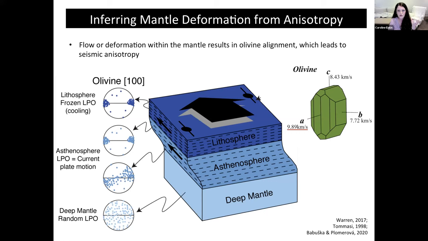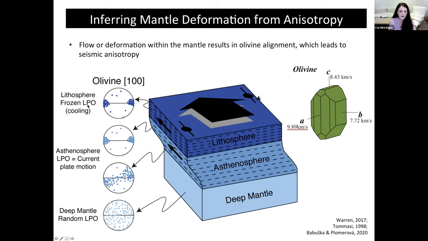So this has to be some kind of a pretty major deformational event in order to orient the anisotropy within the lithosphere. So either that's from the formation of the lithosphere or deformation that would occur at plate boundaries or an orogeny, a mountain building event, something where the lithosphere is undergoing deformation. It then becomes frozen in. So we call that fossil or frozen in anisotropy.